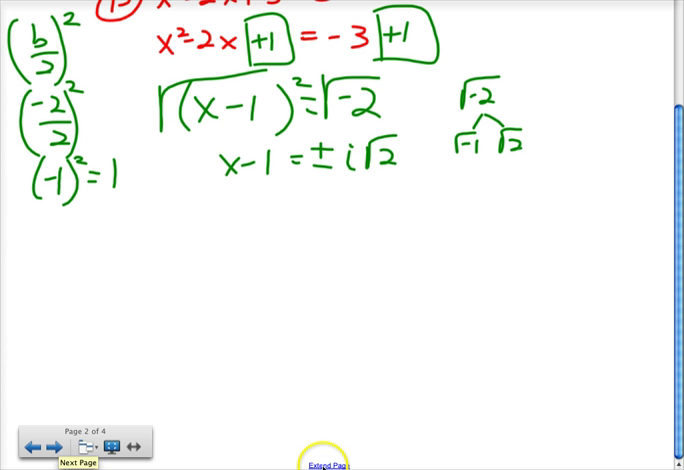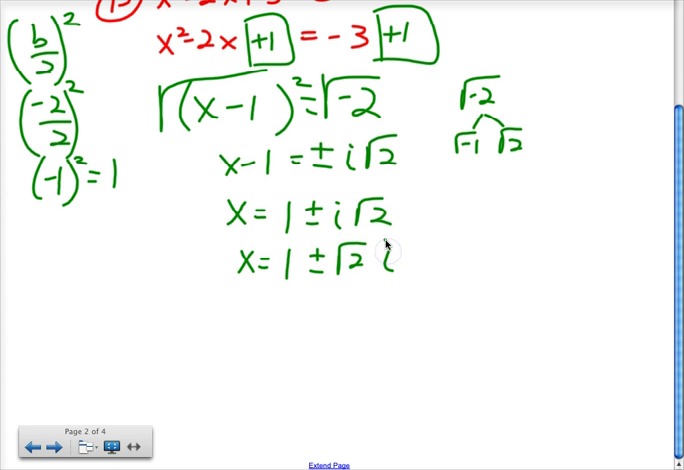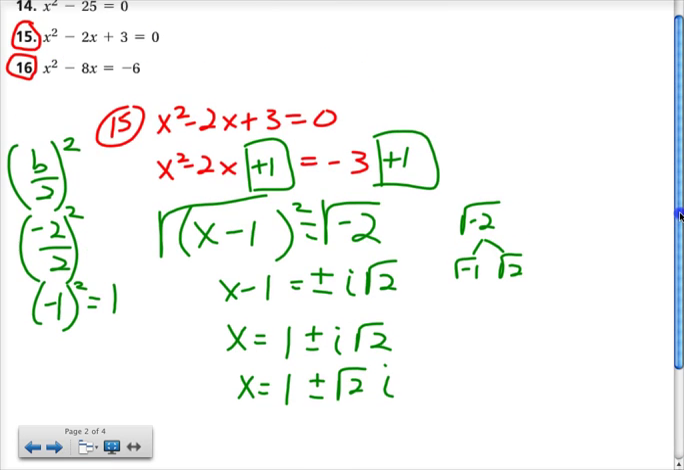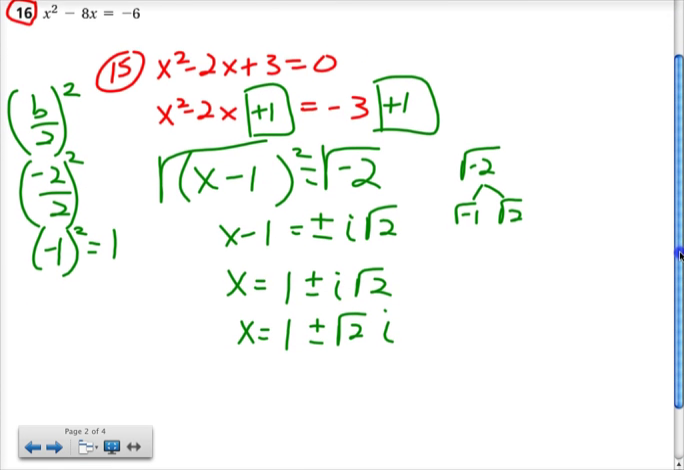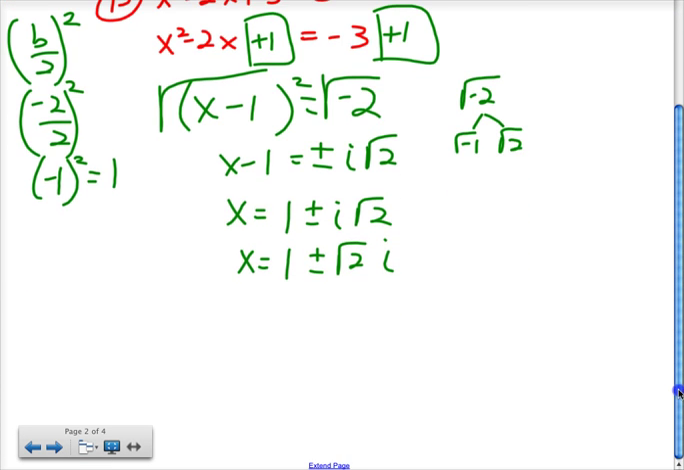And then we would go ahead and take the 1 over to the other side. And if we are to write this answer in standard form, that means the square root of 2 has to come before the i. Just make sure that it doesn't look like your i is underneath the radical symbol with the 2. So that's completing the square with that one. And then number 16, x squared minus 8x equals negative 6.